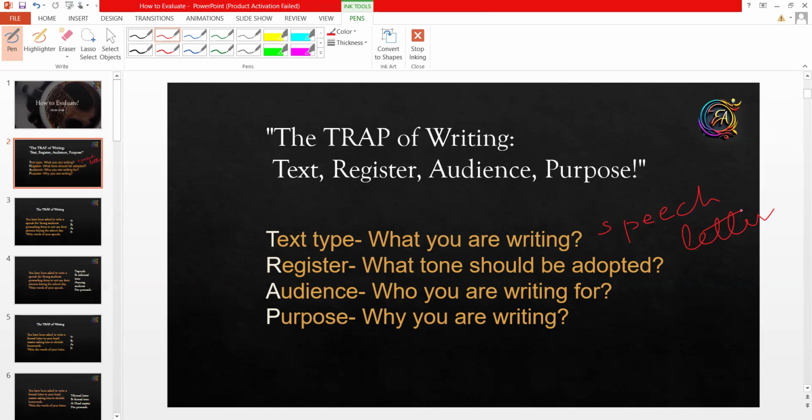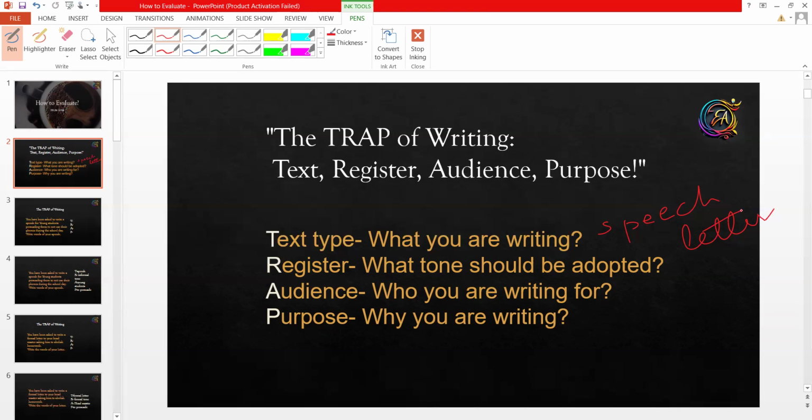Register: what tone should be adopted. That depends on the audience, of course, whoever is your audience. For example, if you are giving a speech and the speech is for some adults or for students of your own age, that depends on what type of register and tone you will be adopting. We'll have a few examples so that you will know what we should write there.